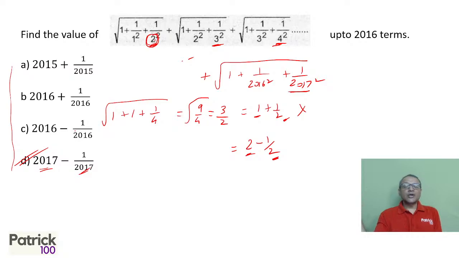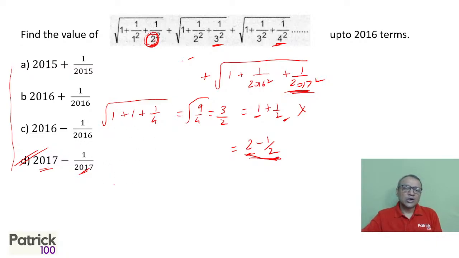So the pattern will continue. Whatever happens for one small number will also be there for all the numbers put together. So when you use the pattern for one number, in this case I used only the first one, I'll try the second one also. But when I look at the first one, when 2 is the last number, I get a value of 2 minus half. So if 2017 is the last number, I'll get 2017 minus 1 upon 2017.